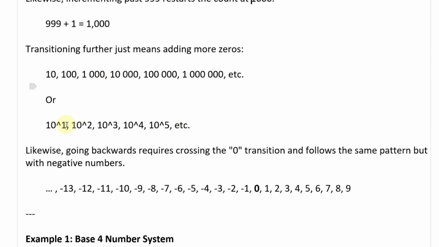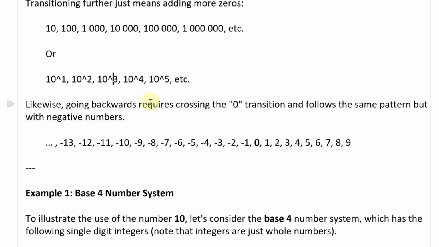So we just add more zeros, or we write this as 10 to the power of 1 for the 10. 10 to the power of 0 is going to be just 1. So 10 to the power of 0 equals 1. That's just by convention. I'll include that later.